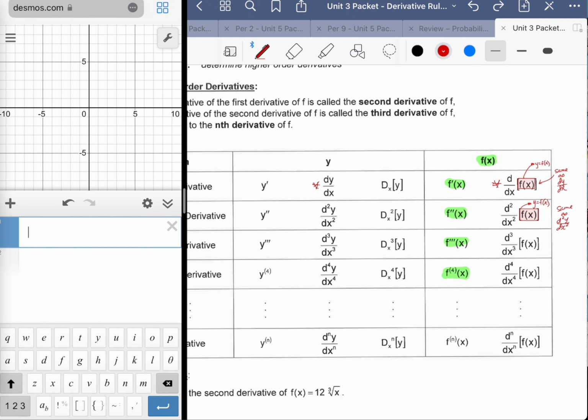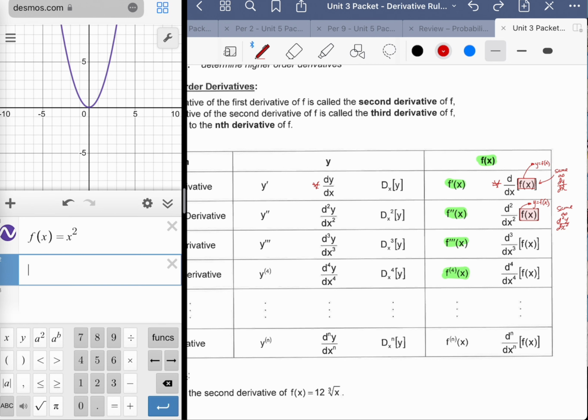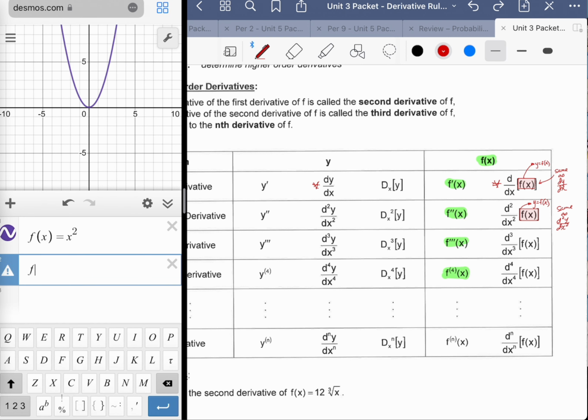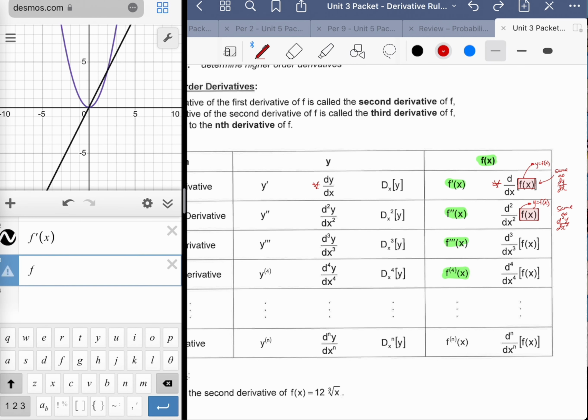So if I say f of x is equal to x squared. Now we know that the derivative of that, or we should know, is 2x. So if I put in f prime, I get a graph that looks very much like 2x. Now if I want the second derivative, full disclosure, for the longest time I didn't know that this would actually work because I thought you needed to use quotes, but you just use prime a second time.